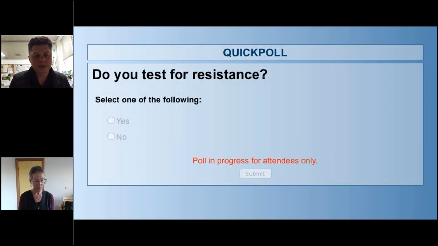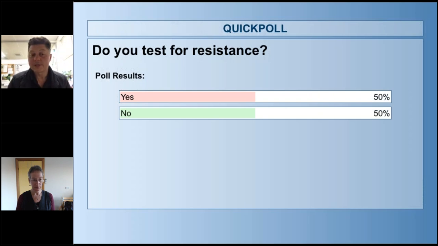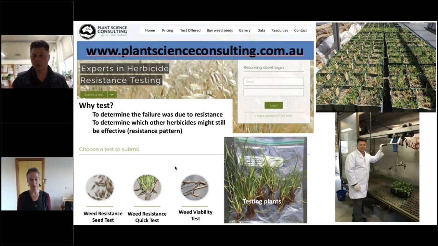So while we're having that answer, just to show what my website looks like there. If you're a first time user on the website, oh, that's good. Yeah, 50%, that's excellent. That's really good to see. It means that growers have got an indication of what the issues are. You can choose either a seed test or a quick test, depending on what you've got, there through the website, and that'll give you that baseline sensitivity.